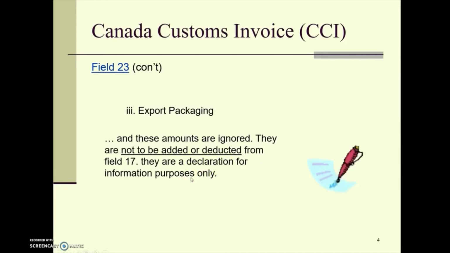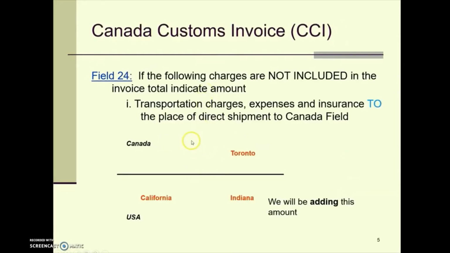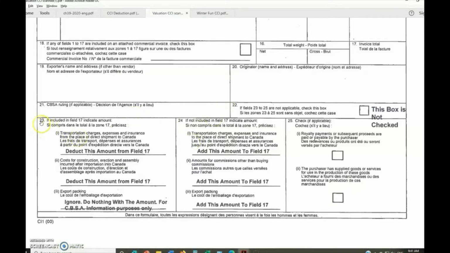Let's move on to field 24. Now field 24 is a little different. In field 23 it says if included in field 17. Field 24 says if not included in field 17. So the difference between 23 and 24 is that in 23 these amounts are included in the price, and in field 24, these amounts are not included in the price. And for each one of these three, we have to add this amount to field 17.